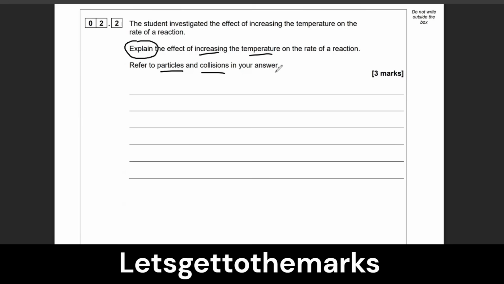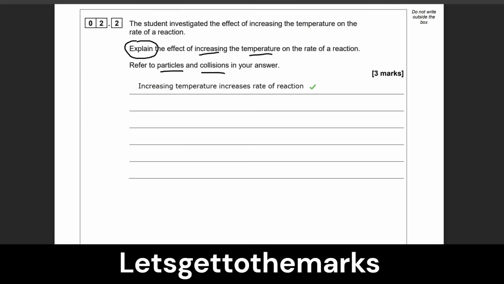The first mark is a description. And then the explanation must contain particles and collisions. So I'm going to give you the first mark. It's just a description, even though it says explain. So we're going to say increasing temperature increases rate of reaction. So that's the obvious thing, but that's actually a description rather than an explain.